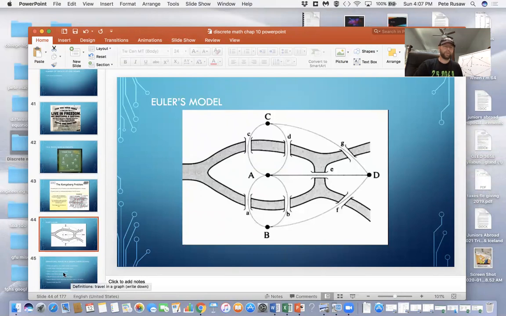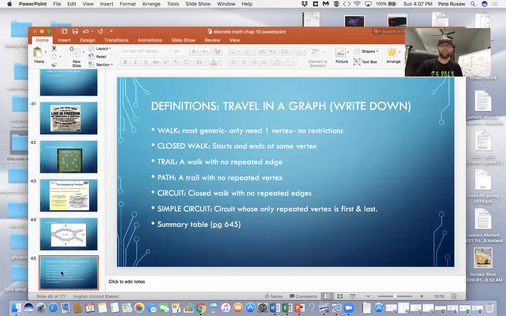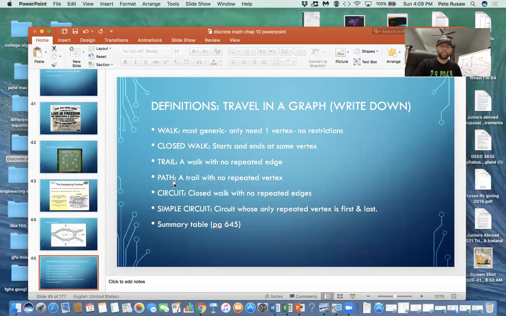But before then, let's talk about some definitions, names of different types of movements in a graph. A walk is the most generic kind of thing in a graph, and all you need is a vertex. There are no restrictions on a walk, so pretty much everything is a walk. A closed walk means you start and end at the same vertex. You can repeat yourself on vertices or edges. So closed walk just has one restriction, and that's begin and end in the same spot. A trail is a walk, but having no repeated edge. And a path is a trail with no repeated vertex.